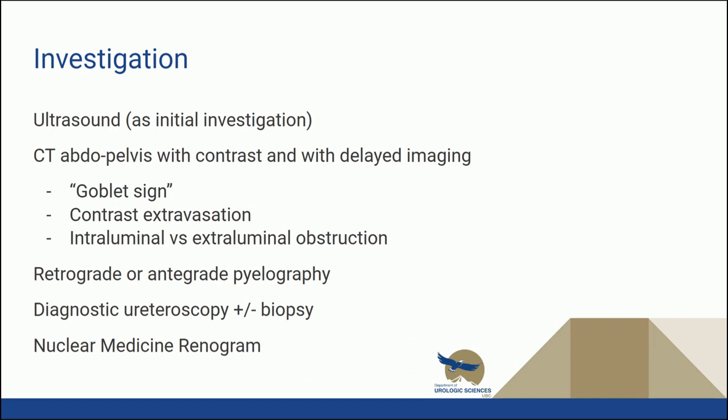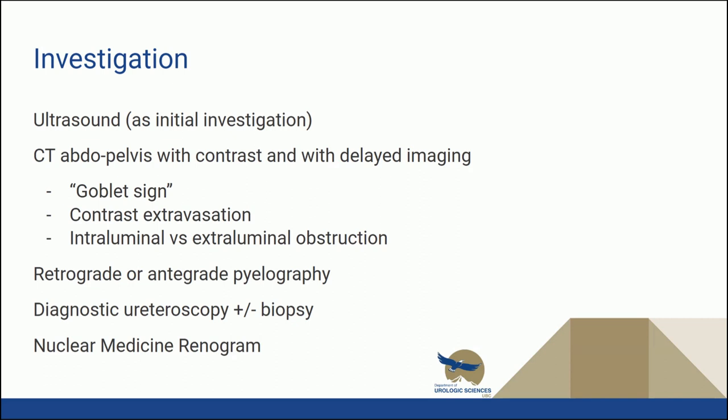So investigations, there's quite a lot in the armamentarium for us to investigate stricture disease. Ultrasound is a good initial investigation to detect hydronephrosis. Very rarely can you characterize a stricture adequately with ultrasound, in which case a CT abdomen pelvis with contrast and delayed imaging or a CT IVP is often required. At that point there are several things you'd be looking for depending on the suspected etiology, whether that's contrast extravasation in the context of a transection, versus intraluminal versus extraluminal obstruction. This would also be better delineated on cross-sectional imaging, such as a CT. So this would usually take care of at least the antegrade or the proximal aspect of the stricture.